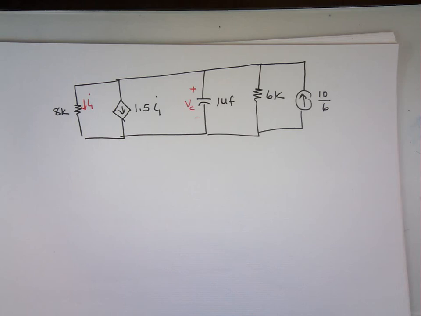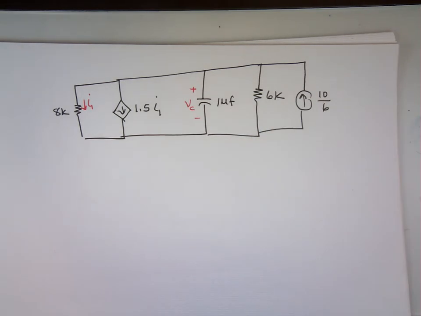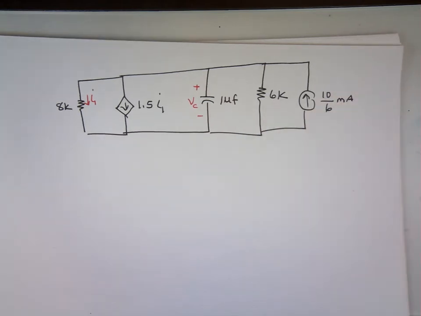Notice this is not a source-free circuit. All the examples we did last time, we did not have a source for t greater than 0. It's 10/6K. 10/6K, yeah, would be milliampere. Thank you. 1/k is a milli. So now let's look at that.